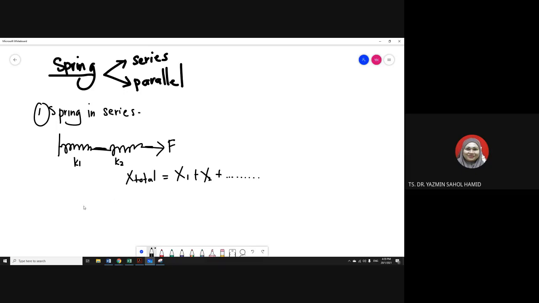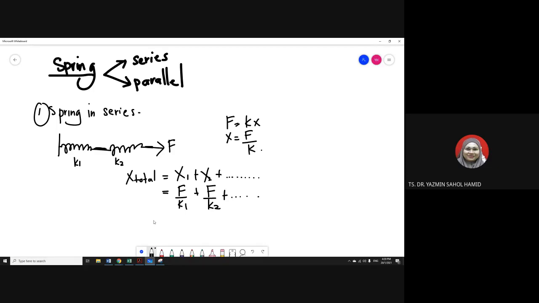Everybody knows the formula for a spring is F equals Kx. But for this example, we're going to ignore the negative. So X will be equal to F divided by K. For springs in series, the force F will be spread out through the whole series of springs. So the force F divided by K1, the same force F divided by K2, and so on if there are more. But for this example, there are only two.